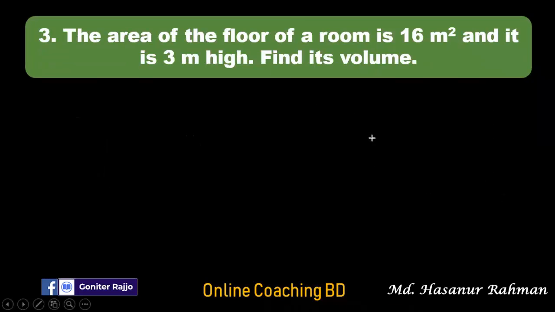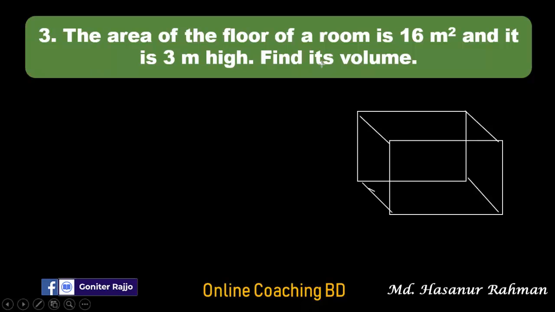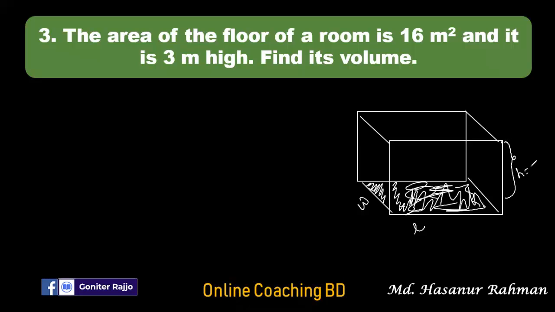Now number 3. Number 3 says the area of the floor of a room is 16 meters square and it is 3 meter high. Find the volume. Area means two-dimensional. So this is the area, suppose our floor. If you want to find out the area of the floor, here length and width are given. So length multiplied by width is area. And it is 3 meter high. Now this is the height, and that is 3 meter.